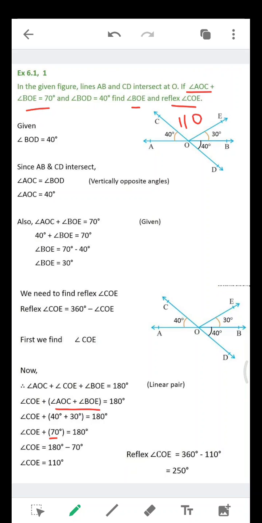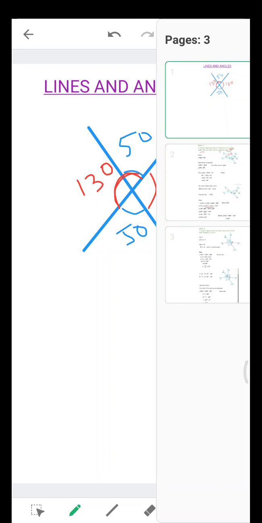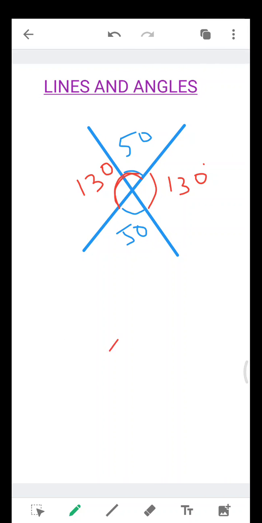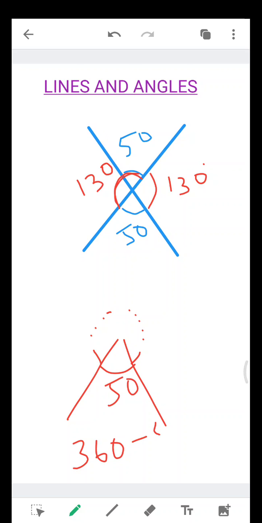Now we have to find the reflex of COE. If one angle is given to you and you want to find the reflex of that angle, the reflex of the angle means the other part of this angle. This is the reflex. Whenever you want to find the reflex of any angle, you should do 360 minus the given angle. Subtract the given angle from 360, you will get the reflex.